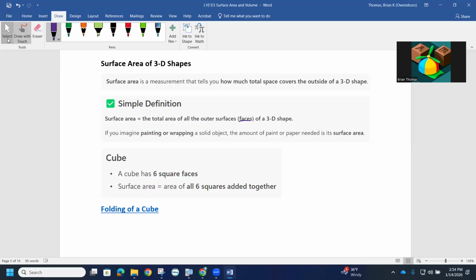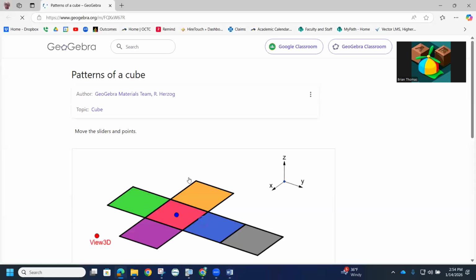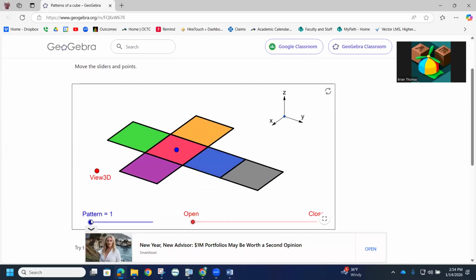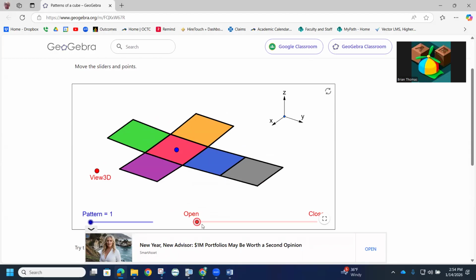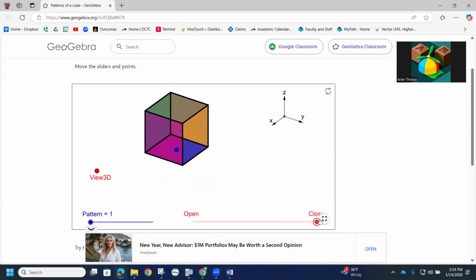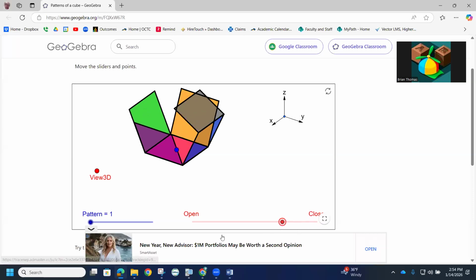So if I want to find the surface area of a cube, there's our cube. Notice that all the surfaces are there, but some of these are not as easy to see. So if I unfold this, you can see the surfaces.